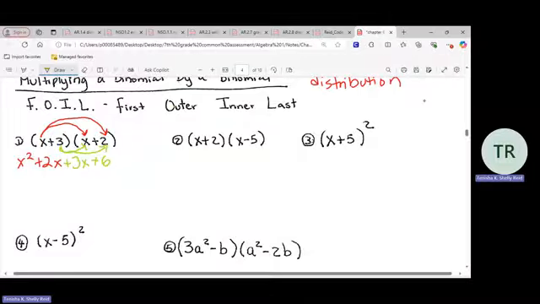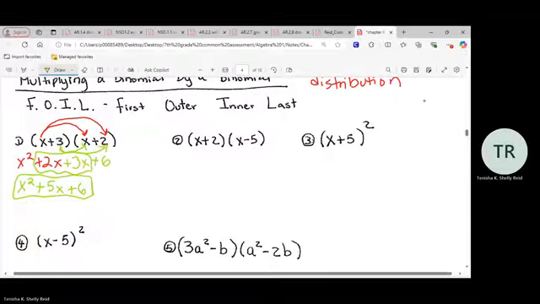So I look and I do have like terms, 2x and 3x. So now I have x squared plus 5x plus 6. Any more like terms? No. I am all done. And I am left with a quadratic trinomial.